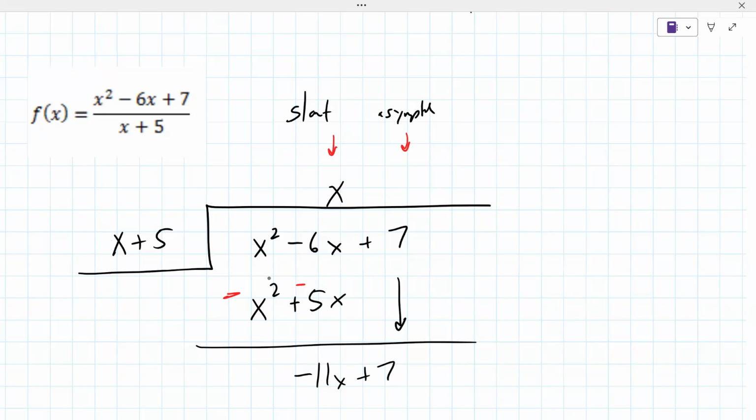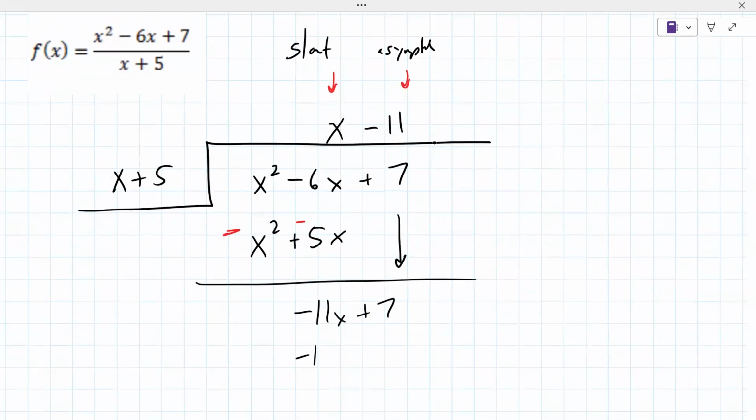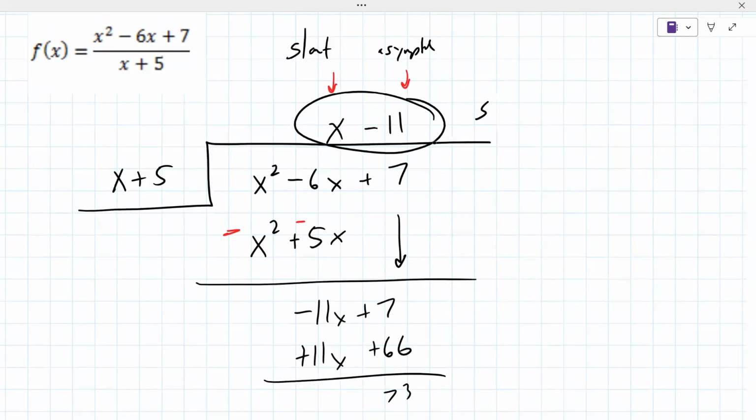This is a remainder. I still have a remainder of 62. Don't worry about the remainder. What's the number that goes here? X minus 11. Minus 11. There we go. That's good. So minus 11x minus 66. You change the sign. This is all you care about. This is the slant asymptote. So you actually don't care about that remainder, which may be a little bit uncomfortable or odd, but that is the case.